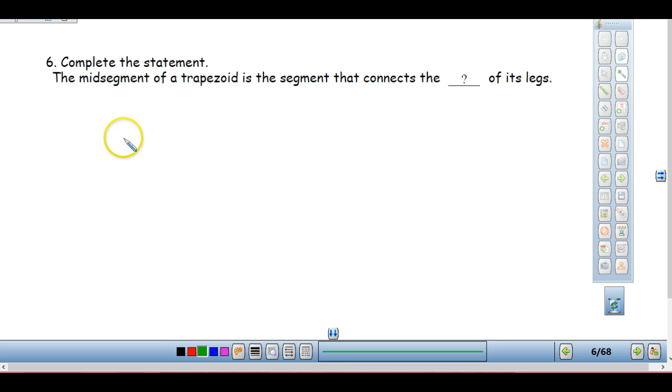Okay, this one you probably had to dig for, so I'm pretty sure that none of you actually have this problem done. The mid-segment of a trapezoid is the segment that connects the midpoints of its legs. So if you have your trapezoid that looks like this, midpoints of its legs, connect them, that's going to be your mid-segment right there in the middle.